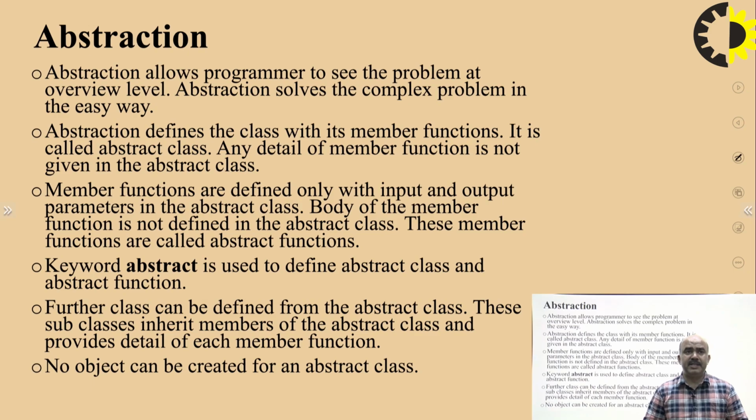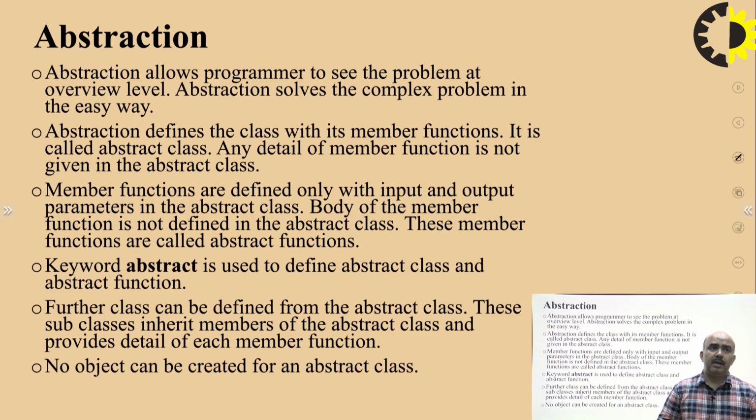Another concept is abstraction. Abstraction allows the programmer to see the problem at an overview level. Only the certain details which are useful to the users are given, and the complex information is hidden. In abstraction, we generally create an abstract class, and those methods are implemented with the help of an interface.